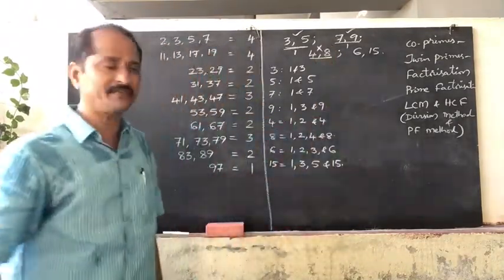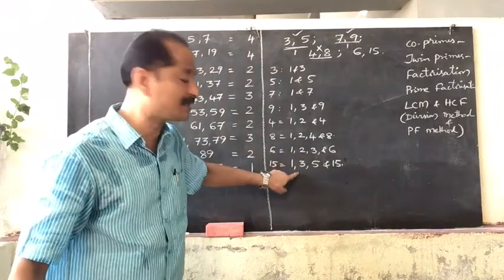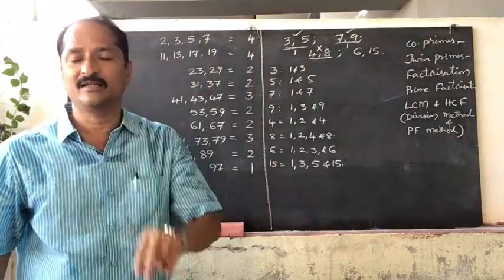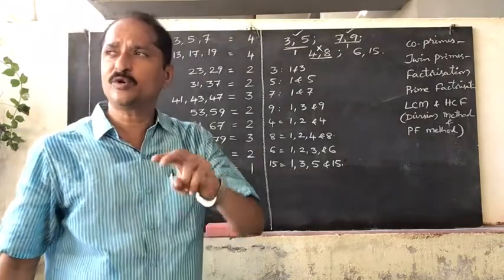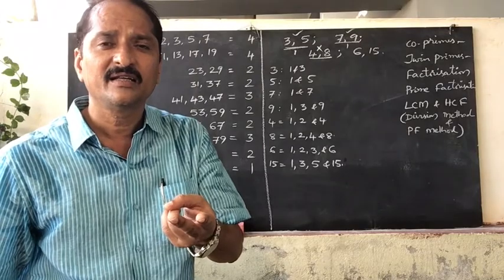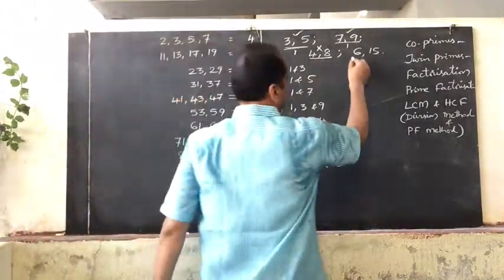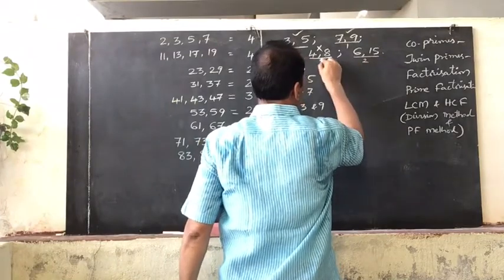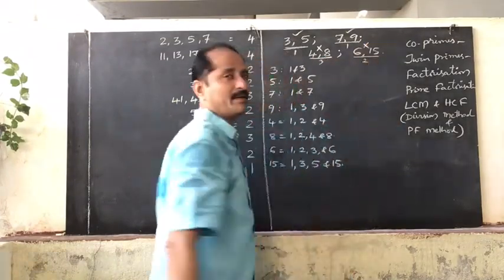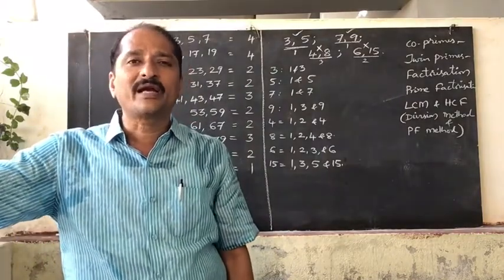Then coming to 6 and 15. 1 is a common factor, 3 is a common factor. 2 common factors are there. So numbers that contain more than one common factor are not co-prime numbers. If they have only one common factor, then they are co-prime. Here we have 2, here we have 3. So these are not co-prime numbers. Understood? That is about co-prime numbers.